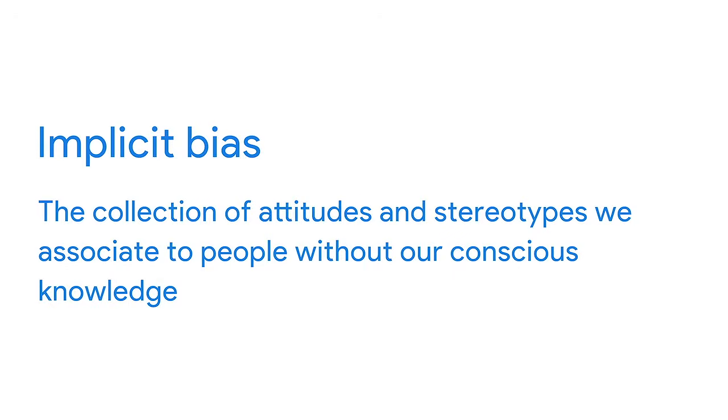The next form of bias we'll cover is implicit bias, which is also known as unconscious bias. Implicit bias is a collection of attitudes and stereotypes we associate to people without our conscious knowledge. One of the most common forms of implicit bias in UX is when we only interview people within a limited set of identity profiles, such as race, age, gender, socioeconomic status, and ability. These profiles are generally based on assumptions we have about certain types of people.